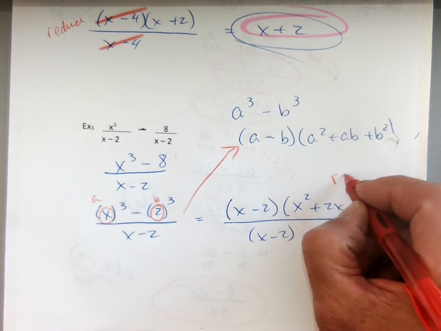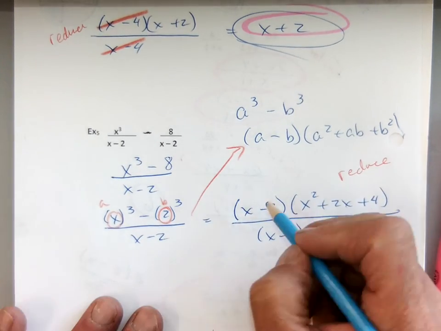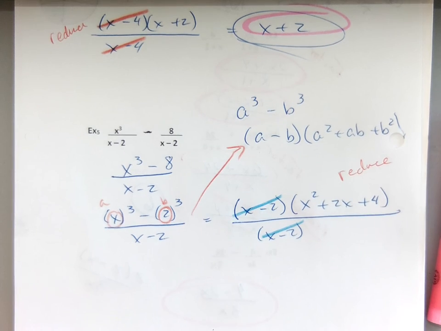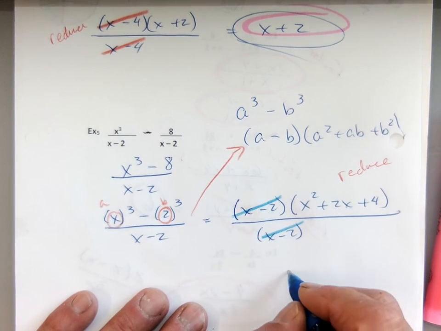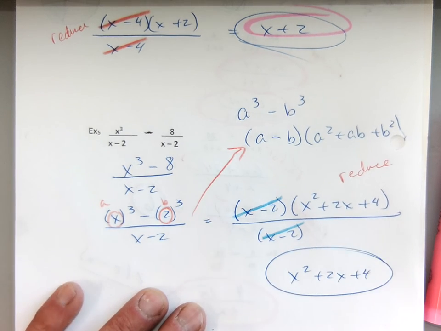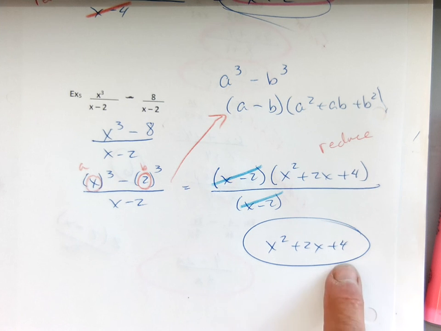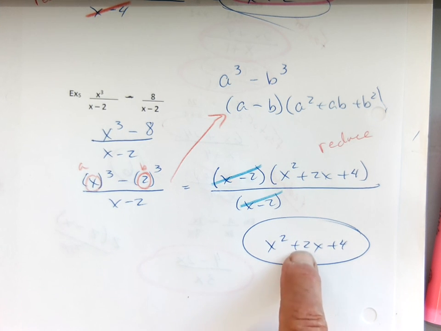Well, now it will reduce. I can reduce a little bit. X minus 2 cancels with x minus 2, and I'm left with just x squared plus 2x plus 4. And you can't factor it. No, doggone it, it won't, because multiples of 4 won't make a 2, right?